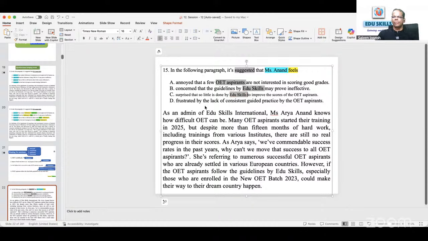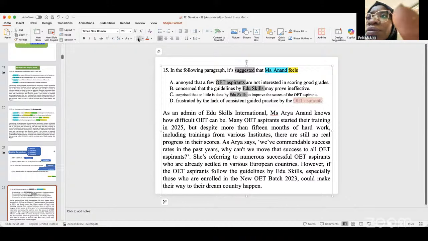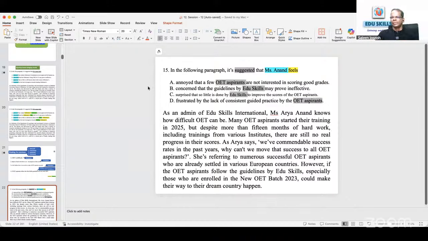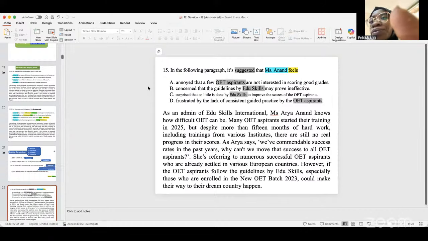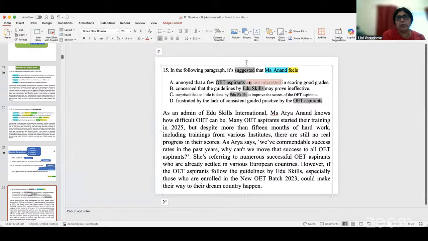Option D, frustrated by the lack of consistent guided practice by the OET aspirants. Subjects, OET aspirants. Now, what is the differentiating hedging words? Good, not good. Interested, not interested. Okay.